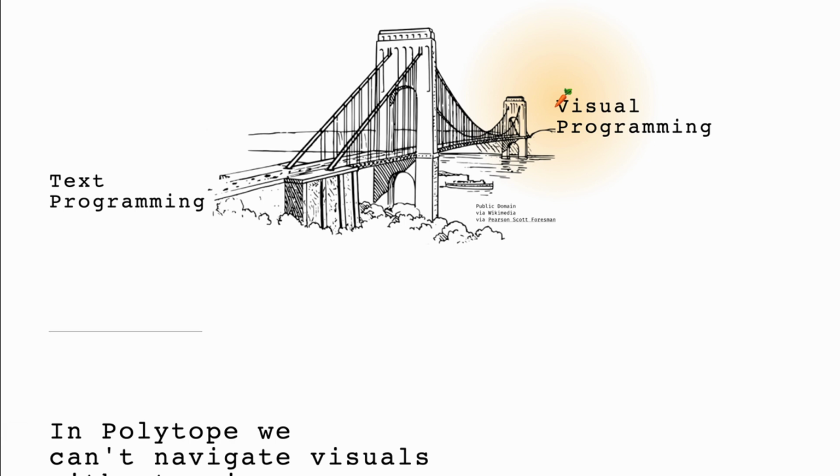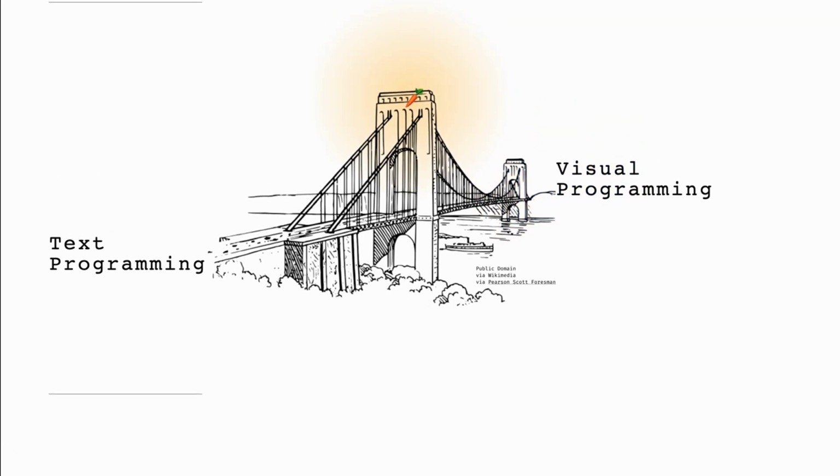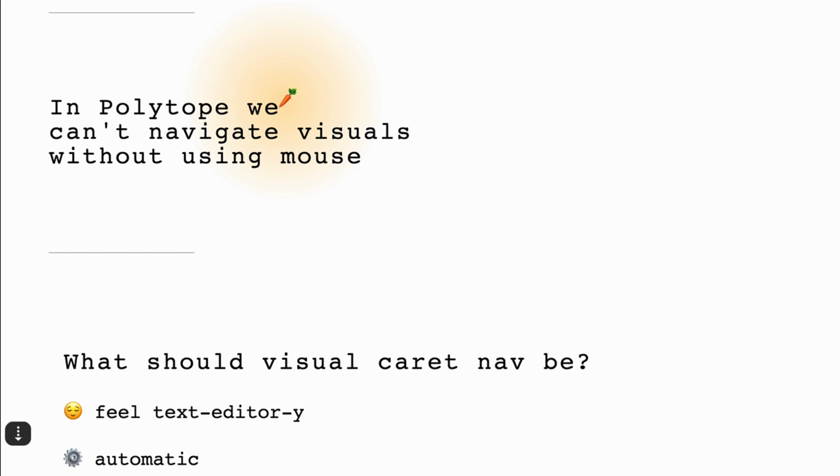So I really love this entire spectrum, but I'm in particular interested in building a bridge between text programming and visual programming. So I've been working on a side project, which is a hybrid text visual editor called Polytope. But in Polytope, we can't navigate visual editors without using our mouse. And I'll show you what I mean.